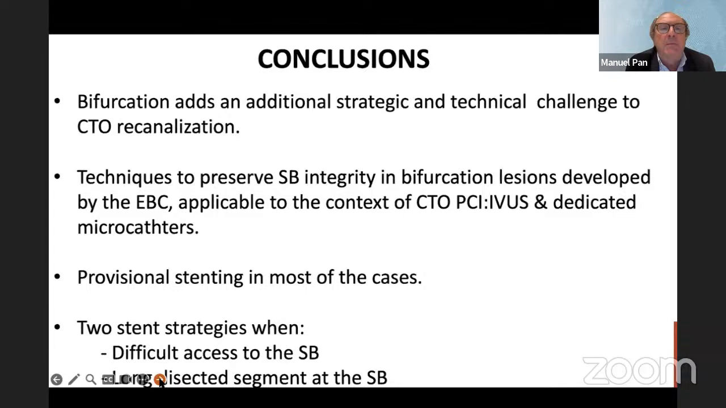In conclusion, bifurcation is an additional strategic technical challenge to CTO recanalization. Techniques to preserve side branch integrity in bifurcation lesions developed by the European Bifurcation Club are applicable to the context of CTO PCI. Provisional stenting is recommended in most cases, and two-stent strategies are reserved for cases with difficult access to the side branch or dissected segment at the side branch.